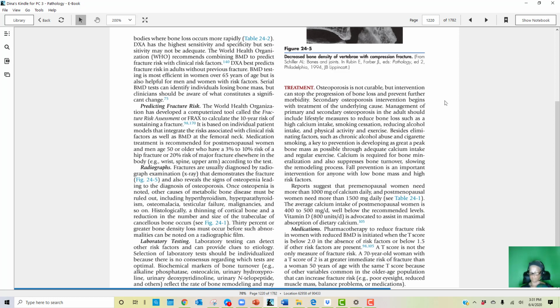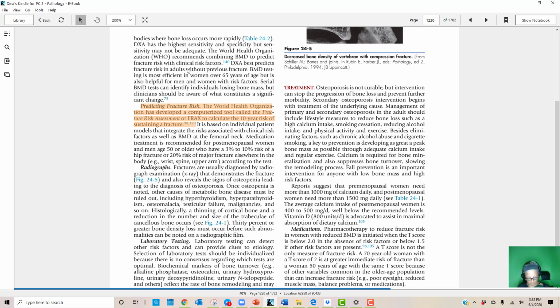The World Health Organization has developed a computerized tool called the Fracture Risk Assessment Tool, FRAX, to calculate the 10-year risk of sustaining a fracture. It is based on individual patient models that integrate the risks associated with clinical risk factors as well as BMD at the femoral neck. Medication treatment is recommended for postmenopausal women and men age 50 or older who have a 3% to 10% risk of a hip fracture or a 20% risk of major fracture elsewhere in the body, for example, wrists, spine, upper arm.